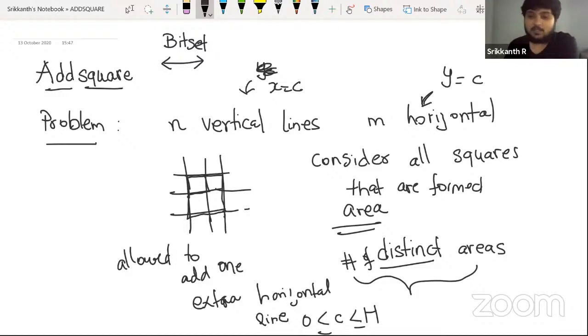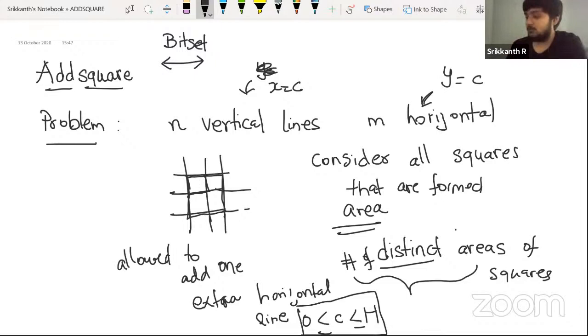Then your objective is to maximize the number of distinct areas of squares that are formed as a result of these vertical and horizontal lines. So you already have n vertical lines and m horizontal lines that form some squares. You have to add one extra horizontal line, and you have to find the maximum number of distinct areas of squares that you can obtain. The question is, which line do you have to add? There's an additional constraint that the line you add must be within zero and h.